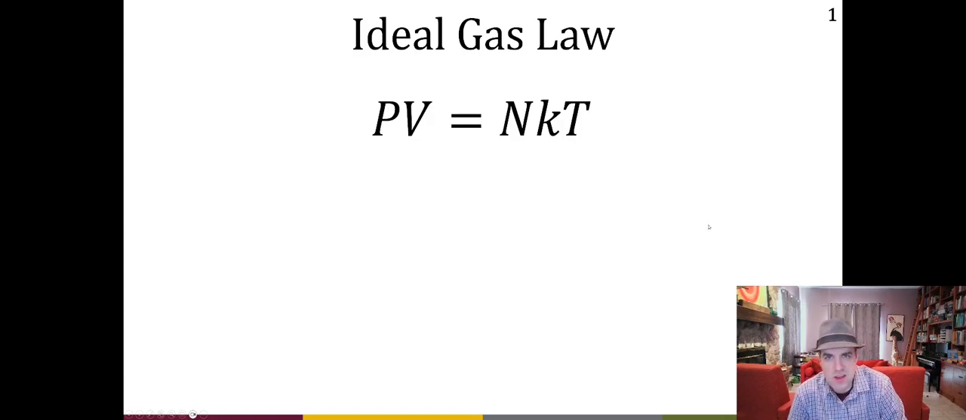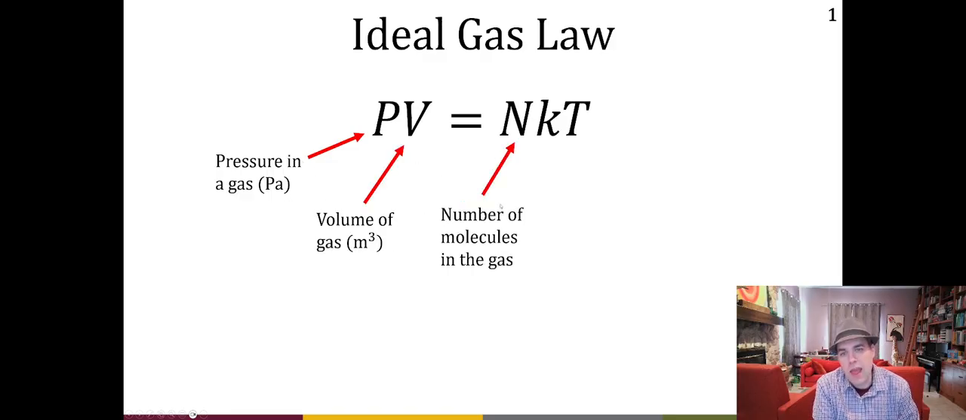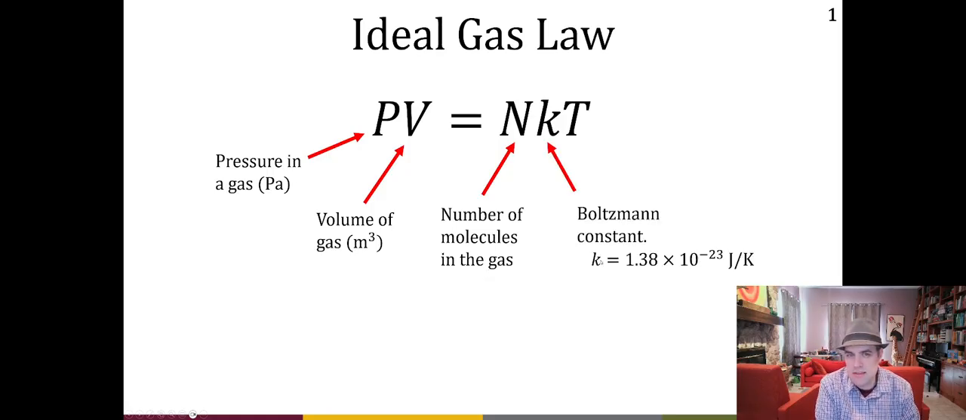Let's go ahead and start with the ideal gas law. PV equals NkT. Here P is pressure in pascals, V is volume of the gas in meters cubed, N is the number of molecules in the gas, k is Boltzmann's constant, and T is temperature.